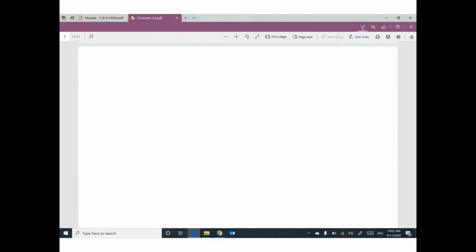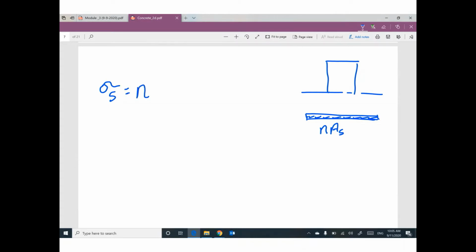For steel, we have a cross section. We transformed concrete, steel to concrete. So the area of steel will be multiplied by n, which is the modular ratio, to get the equivalent concrete. If you are looking for sigma steel, you have to add the modular ratio, n, then My over I.